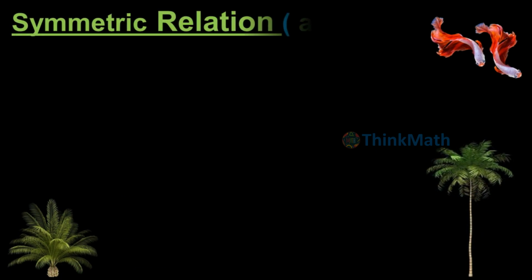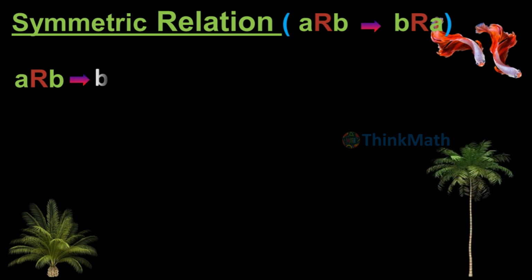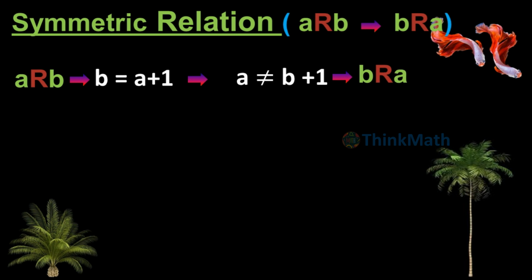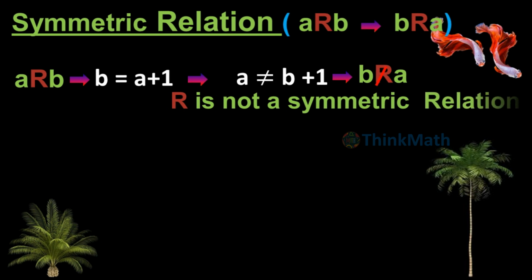Symmetric relation. A related to B implies B related to A, where a, b belong to the set {1, 2, 3, 4, 5, 6}. A related to B implies b equals a plus 1, which implies a is not equal to b plus 1. For example, 3 is equal to 2 plus 1, but 2 is not equal to 3 plus 1, which implies B is not related to A. So R is not a symmetric relation.